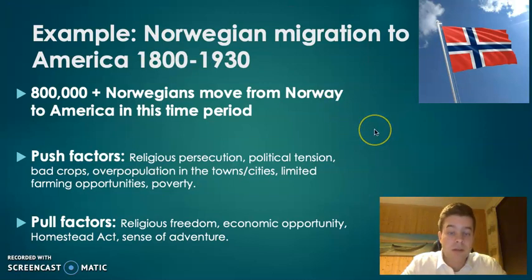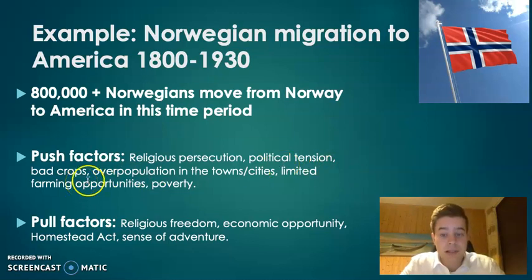Just a quick example, a Norwegian migration to America from the 1800s to 1930. 800,000 Norwegians moved from Norway to America in this time period. Some push factors were religious persecution of certain really radical religious minorities living in Norway. There were also some political tension, bad crops, even some overpopulation in some of the towns and cities in Norway, and really limited farming opportunities and general poverty.